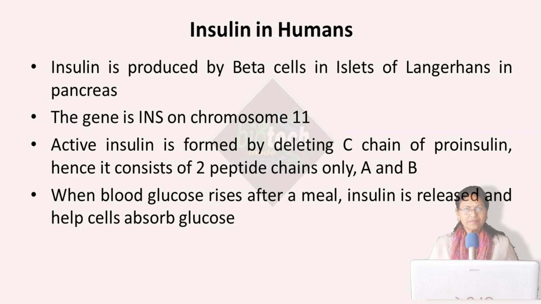When we eat something, the blood glucose rises, and this is sensed by the beta cells. That's how they start producing insulin, which goes into the blood and helps the cells to absorb the glucose. That's how the glucose level is reduced and balanced.